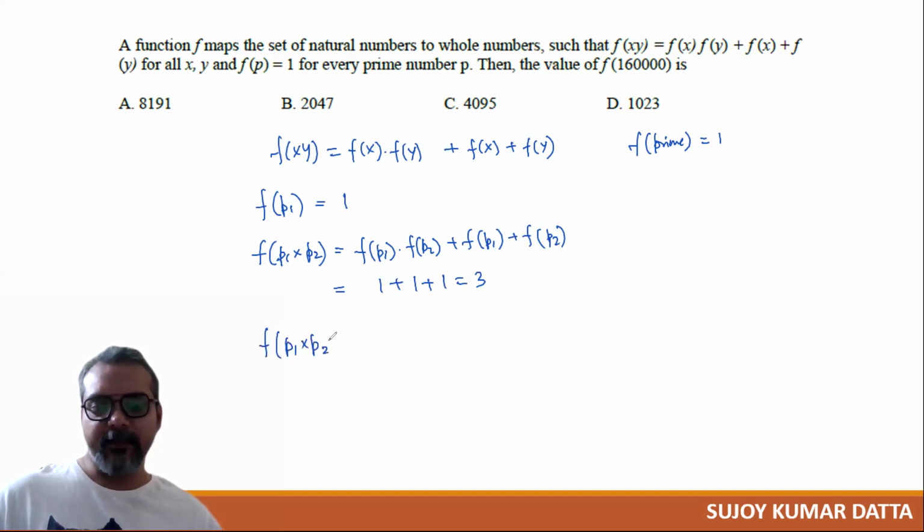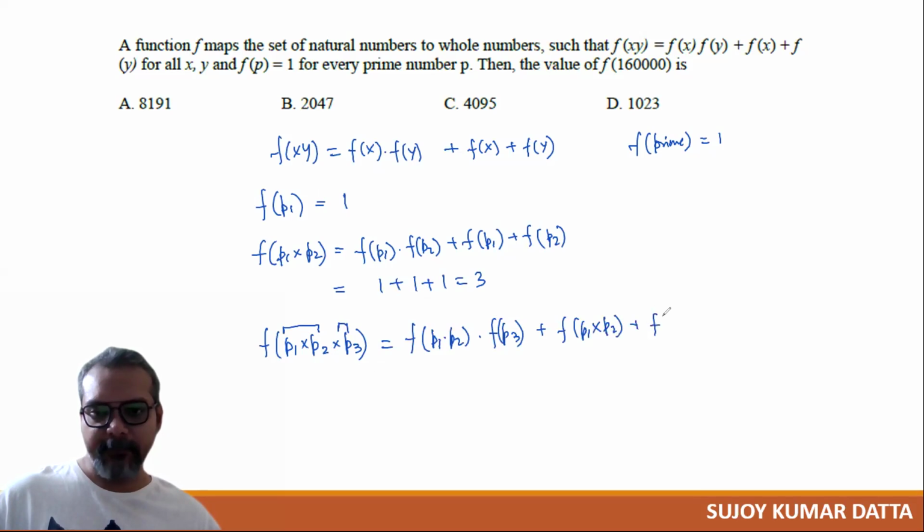What if there were three primes? Now, for two primes, we already have seen it's 3, right? So we'll not split that. We will keep this together and keep this separate. So that is f of P1 times P2 times P3 plus f of P1 times P2 plus f of P3. Now we know that this is 3 times 1 plus 3 plus 1. So that comes out to be 7.